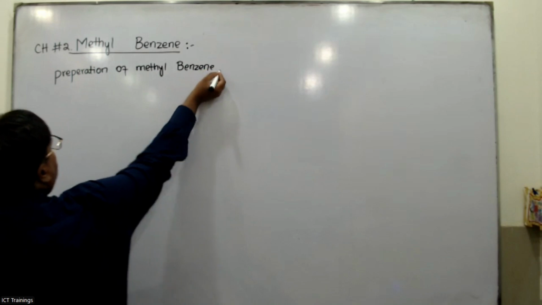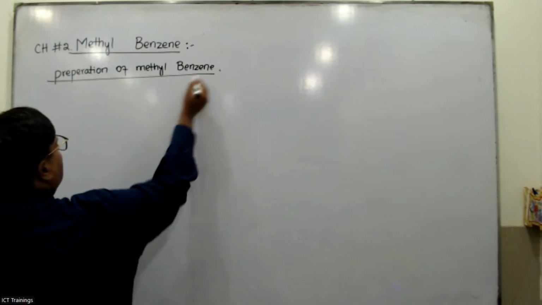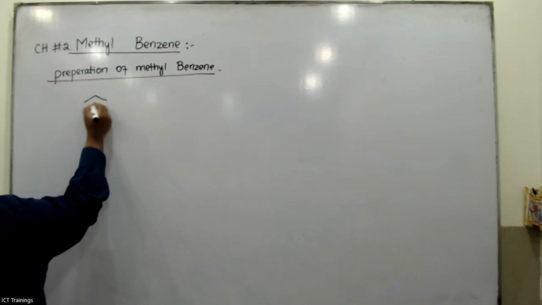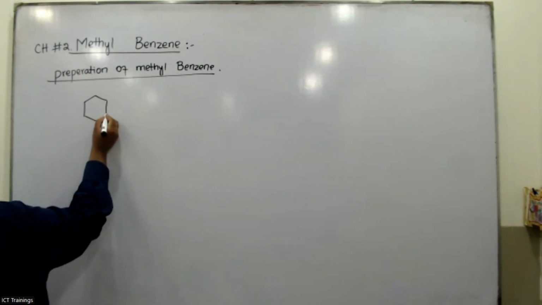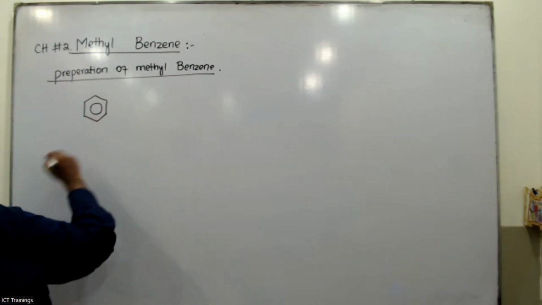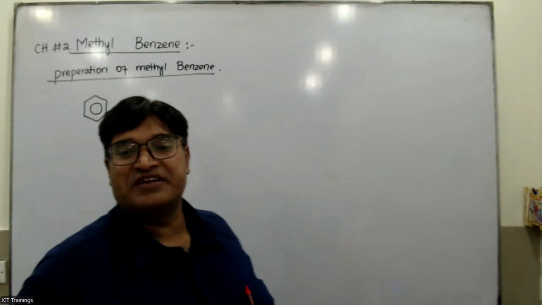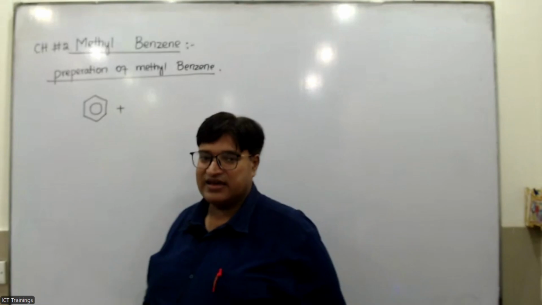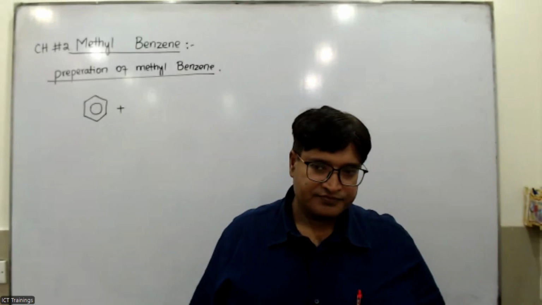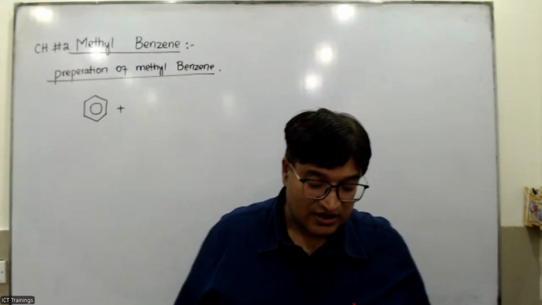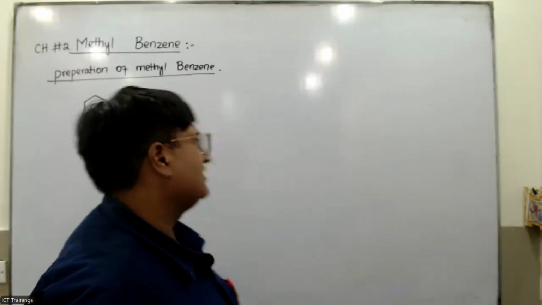Can any one of you tell me how you would prepare methyl benzene? Let's suppose we have benzene. With which substance should the benzene be reacted to form methyl benzene? Any one of you? CH3Cl.